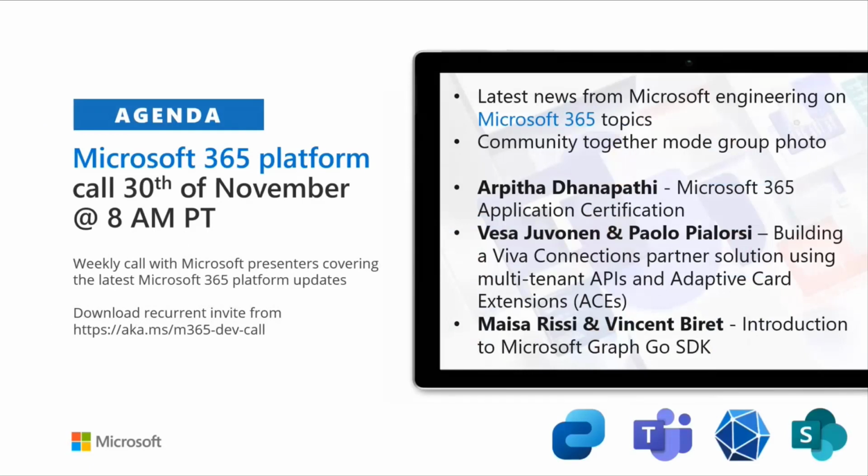The Microsoft Platform Call is a newer call that started in August. It is every Tuesday, and it is by Microsoft engineering and employees. So next Tuesday on the 30th of November, we've got a trio of fantastic demos on application certification, Viva Connections, APIs and adaptive cards extensions, and an introduction to Microsoft Graph Go SDK. So if you don't have the invite, you can get it directly at that link. And you can get that on your calendar to take advantage of this call. Again, it is like an inside look by those working directly within Microsoft. So make sure it's on your calendar and take advantage of being there.